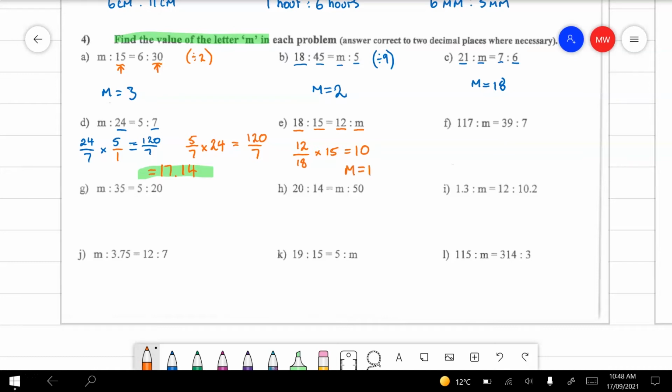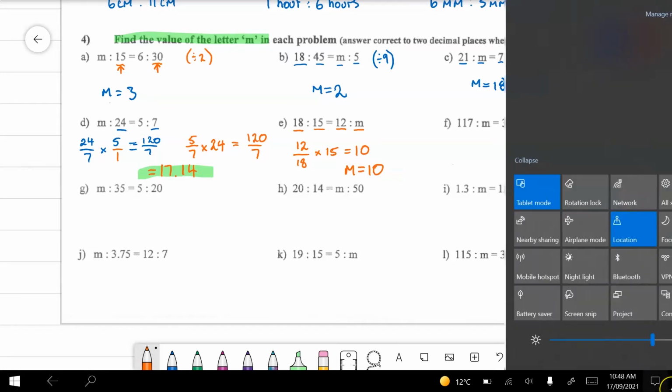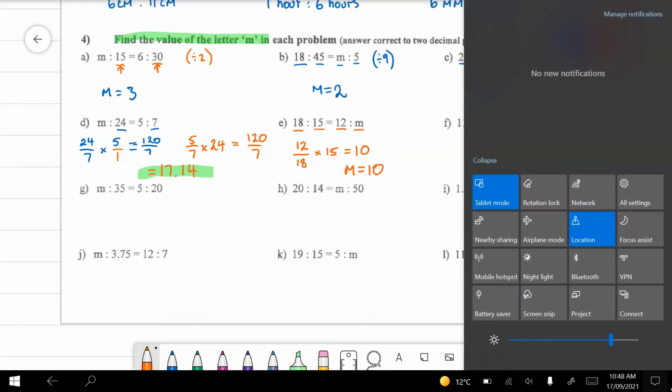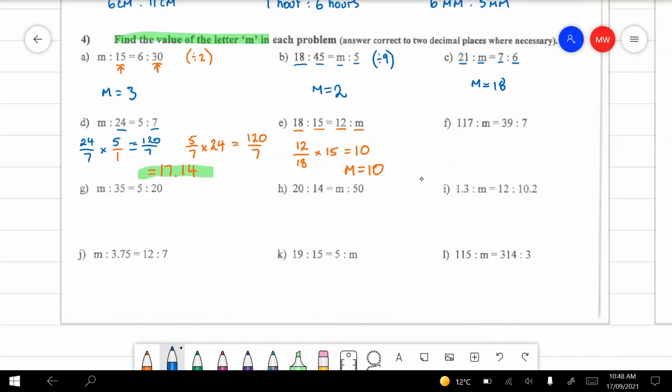So m is 10. If you liked it the other way around and you wanted to use the ratio over here, then you would have chosen to say, I like it more if I do 15 over 18 and then multiply that by 12, and that would also give you the same answer of 10. So whichever one makes the most sense to you, you stick with it. It's just talking about the ratio between those ratios, really, isn't it? That makes it nice and simple and confusing at the same time.